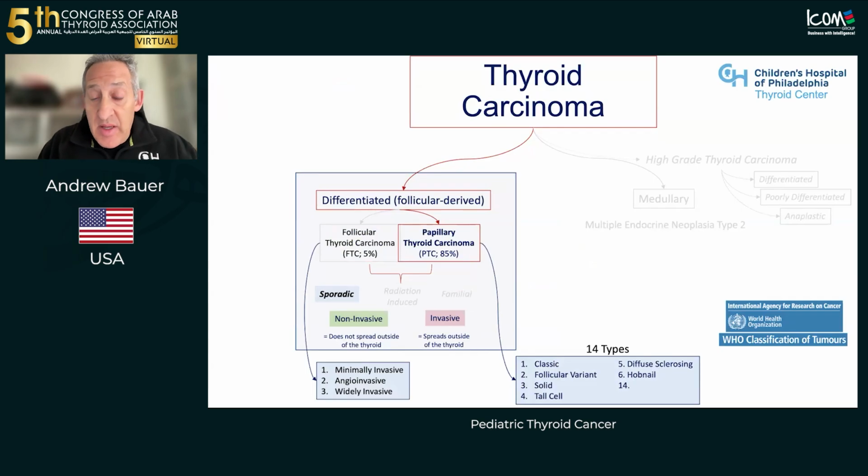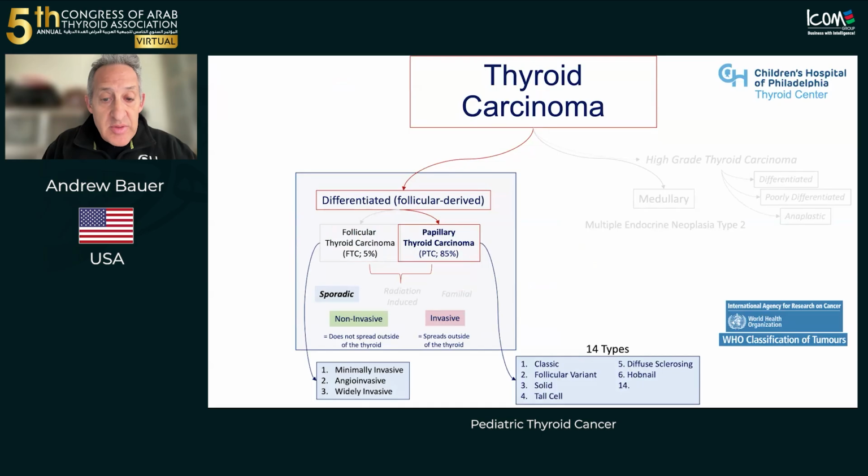PTC is further divided now into 14 types, and I think that really highlights that we can't look at each patient and apply a general approach to care. We need to look at each patient, and while we have general ideas to the evaluation and management, we have to stratify per individual patient.